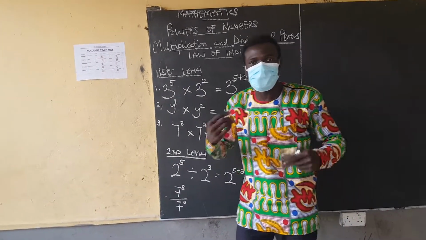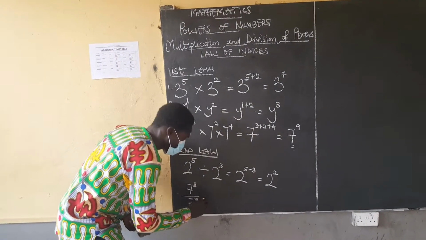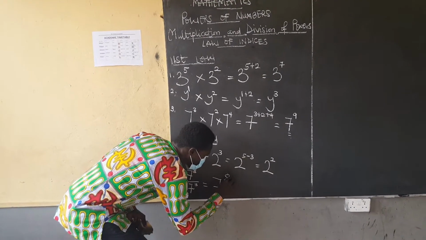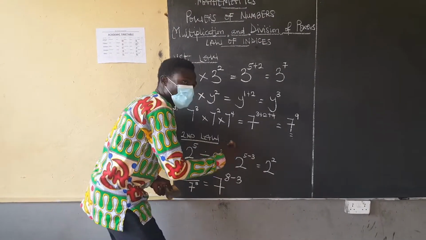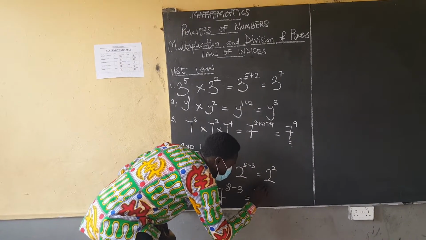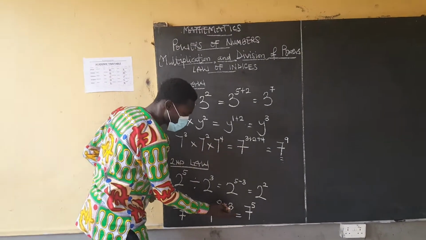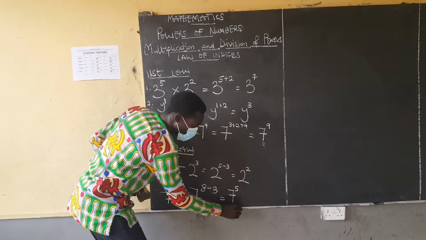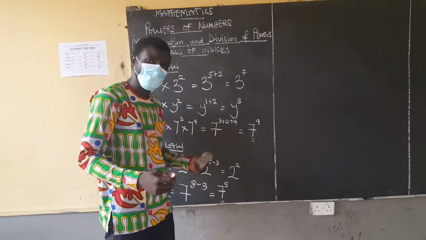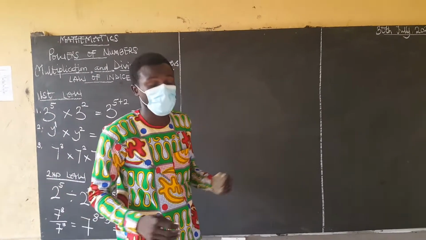So what do I do? Subtract the powers. The power here is 8, the power here is 3. Because I am dividing, I'll pick one base and subtract my powers, which is 8 minus 3. So 8 taken away 3 will give me 7 raised to the power 5, because 8 taken away 3 gives you 5. So this is what the second law is saying. Let's look at another example for the second law.